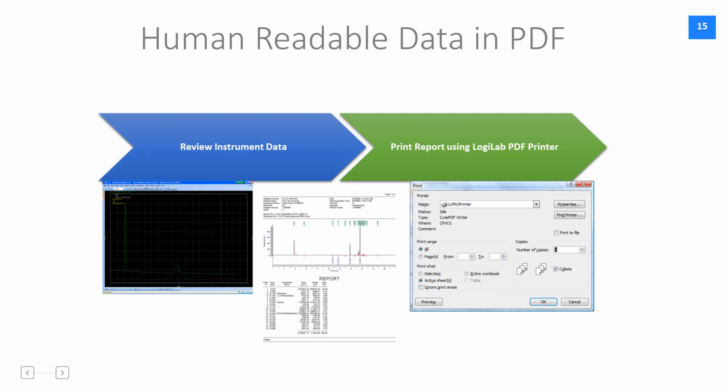Human readable data is a mandatory item to be captured as per 21 CFR Part 11. So whenever there is a report generated by an instrument software, you should be able to store this report in a human readable format. Logilab SDMS provides a virtual PDF printer. Once you have finalized your data inside the instrument software, you will be able to print the data to Logilab's virtual PDF printer and generate a human readable PDF format of the report.